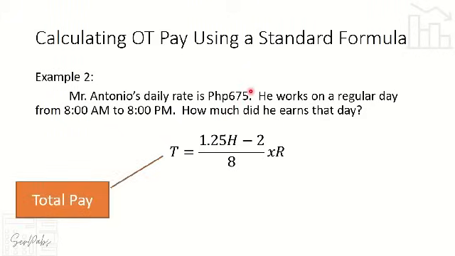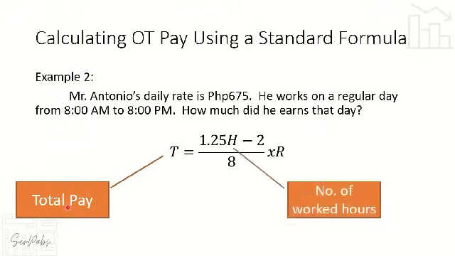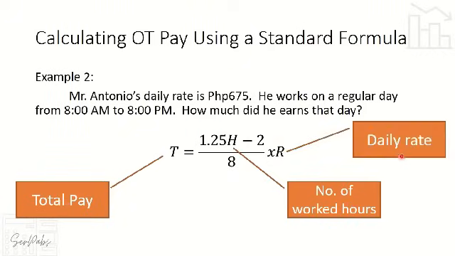Okay, so kunin natin yung mga variable natin. So yung ating letter T will represent the total pay. So letter T. Then letter H will be the number of work hours. Ilang oras siya nagtrabaho. Then letter R will be the daily rate. Magkano yung kinikita niya sa loob ng isang araw. Okay, so that will be the formula in computing for the overtime pay.